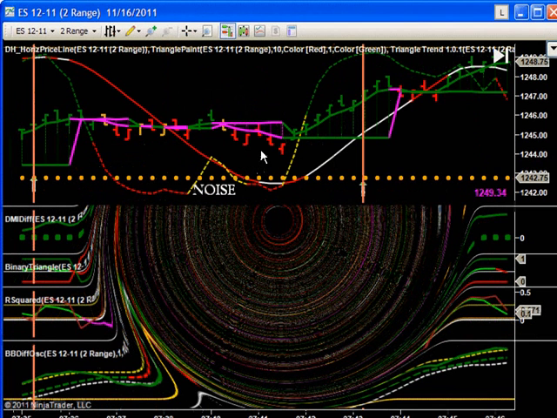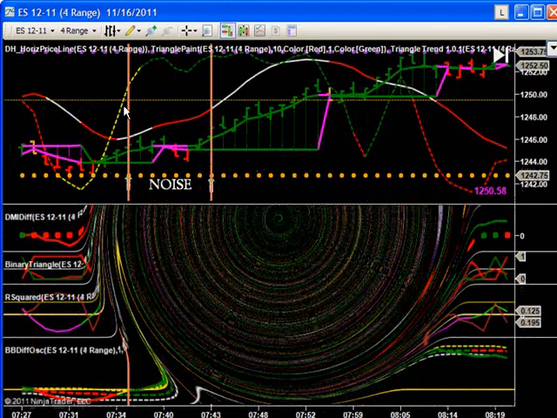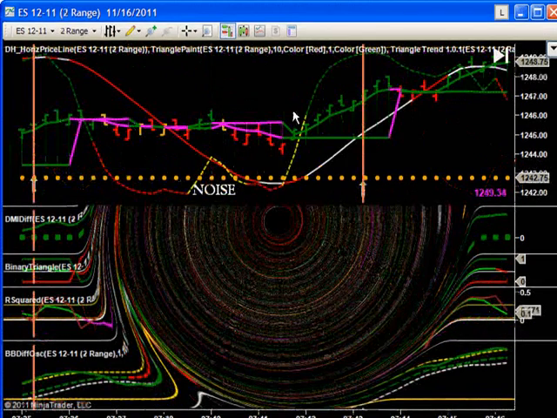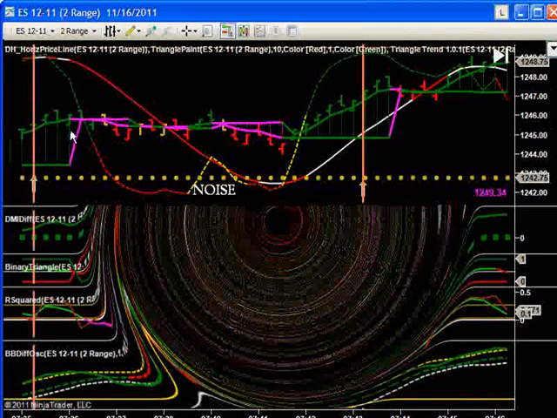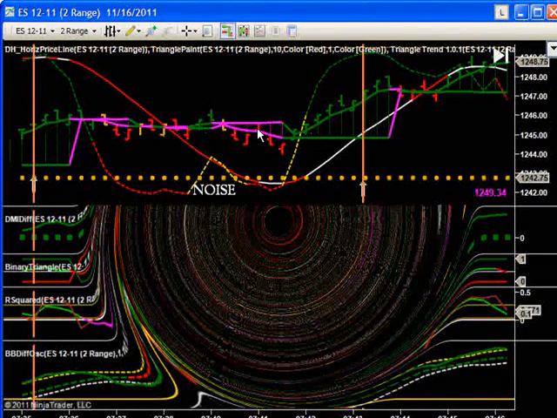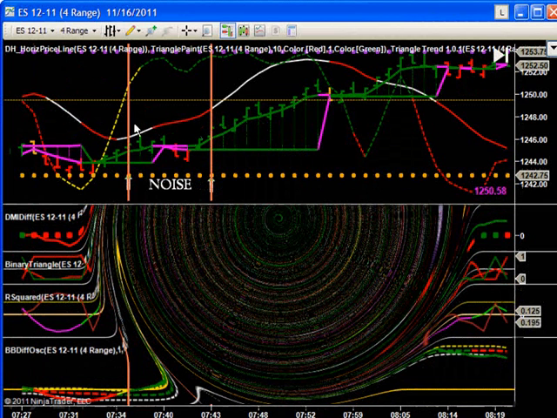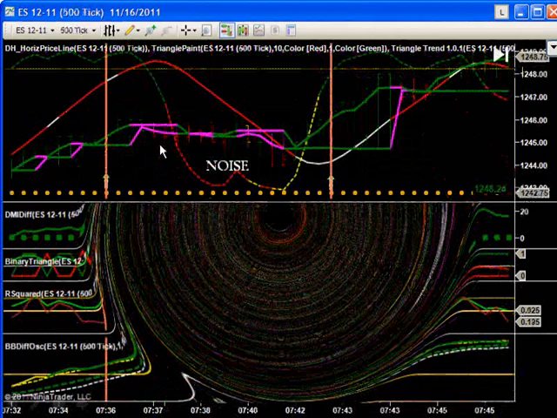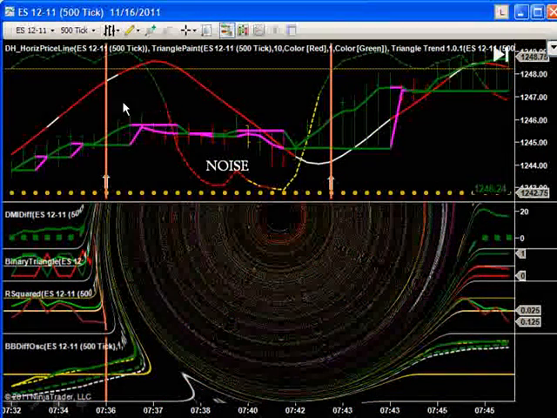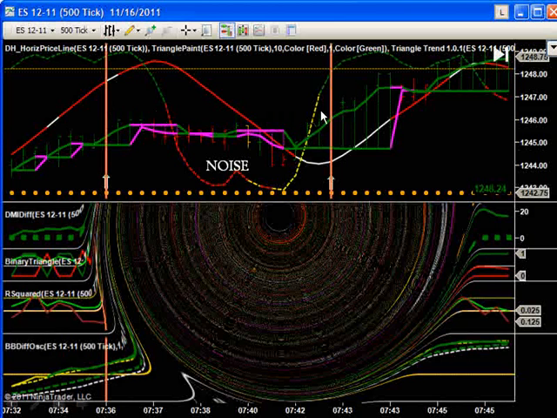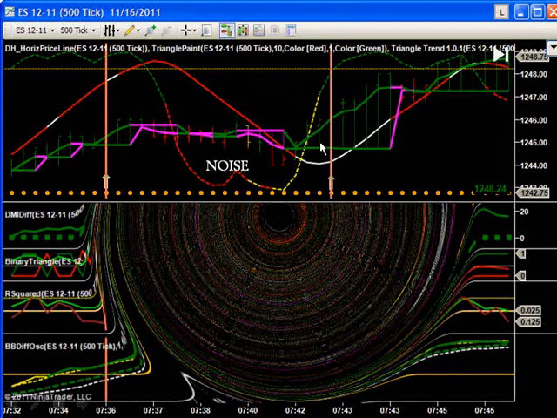If you were trading 2 range bars, 6 minutes and 51 seconds, from here to here, nothing but noise of range bars in that same time period. If you were trading 4 range bars, you would have this much noise in that same time period, 6 minutes and 51 seconds. And if you were trading the ever popular tick bars, 500 tick bars, you would have had this much noise in that same time period, 6 minutes and 51 seconds of nothing but noise.